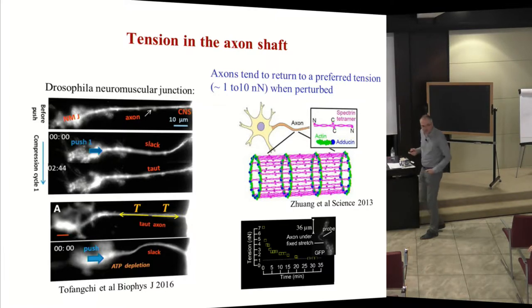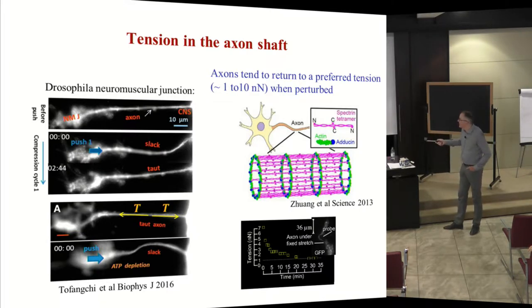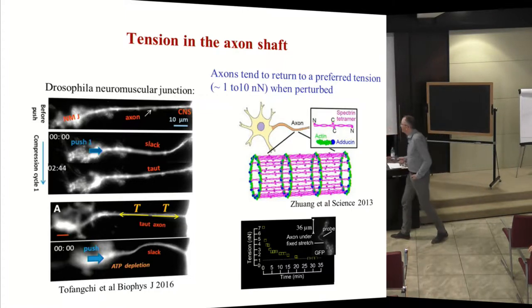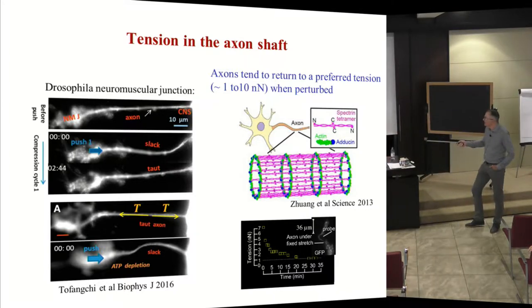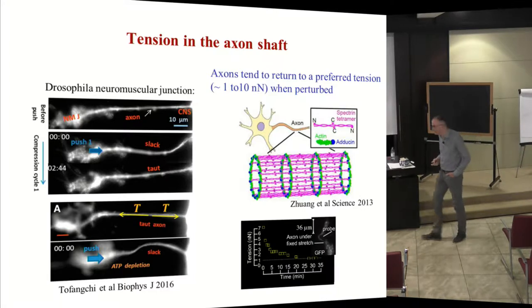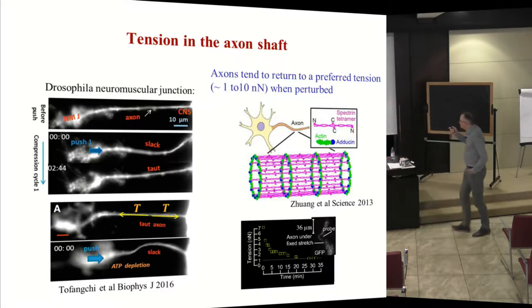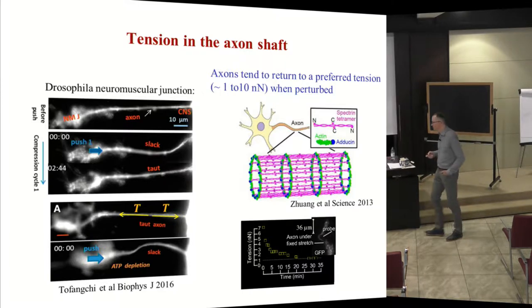So they made the axon slack, okay, and waited. And then within several minutes, the axon became taut again. The tension in the axon recovered to this preferred value. And if they do the same experiment with ATP depleted, this recovery of tension does not happen. So it shows that it's actually an active process. So even within the axon shaft, you can generate axon tension, and only quite recently, actually, the ultrastructure of the axon shaft was shown to be quite interesting, but it's not quite clear how it actually generates the tension.